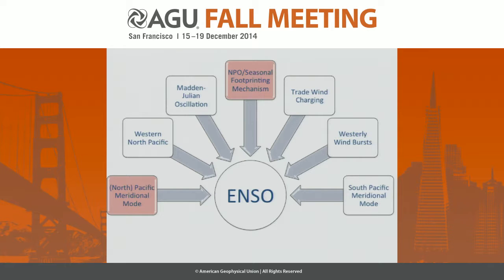Some of these processes come from the tropics, some from the extratropics, and the ones I want to focus on today come from the extratropics. It's the seasonal footprinting mechanism and the Pacific meridional mode. I'm going to focus on the northern hemisphere meridional mode, but there's also been found a southern hemisphere counterpart that can affect ENSO in the same way.